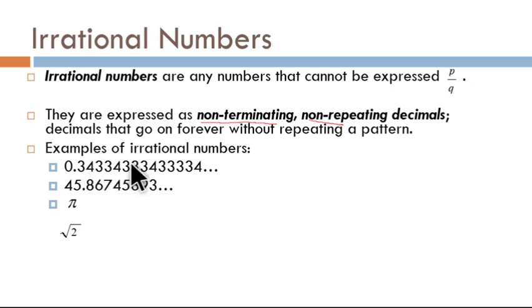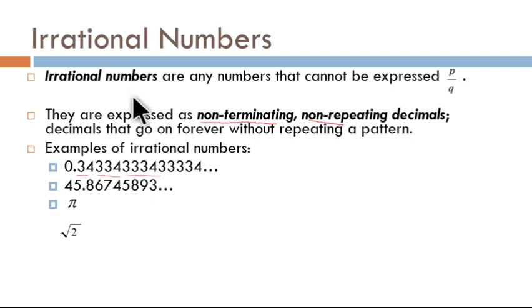Then here I wrote some examples. See here, whether any number is repeating many times means the same pattern has to repeat. Here we have 3 4 3 3 4 3 3 3 4, but the same pattern is not repeating there. So that is an irrational number. Here also the same number is not repeating, that is also an irrational number.